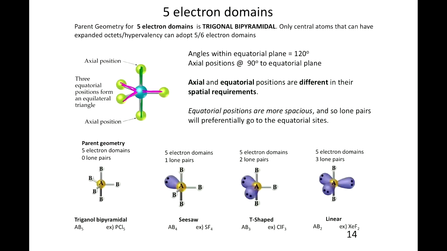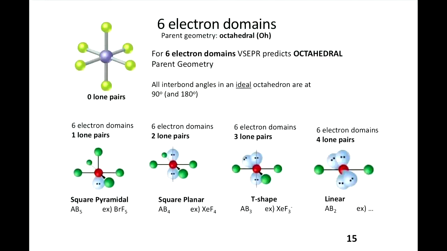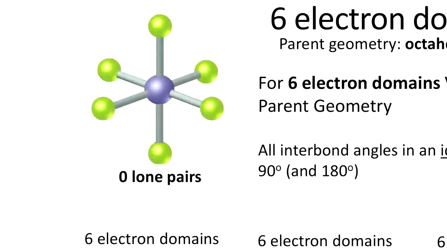Electrons, they're big, fat, bulky, they want the most room. So in that same vein, we can predict the shapes in 6 electron domains as we start placing lone pairs on it. So in an octahedron, are there different spatial areas of an octahedron, or are all the bonds the exact same? They're all the same.